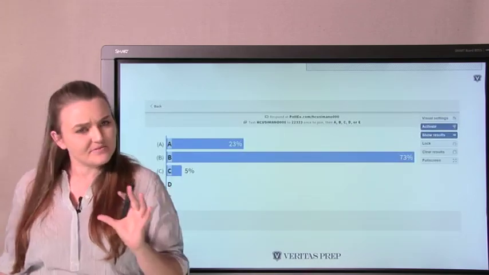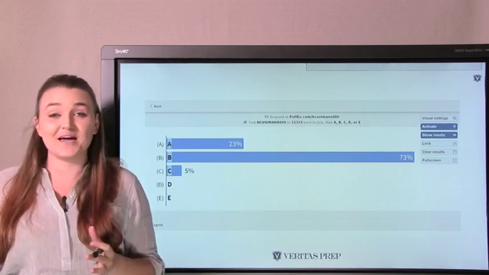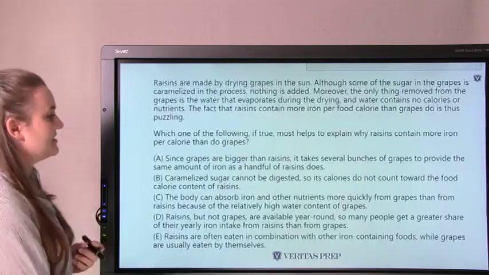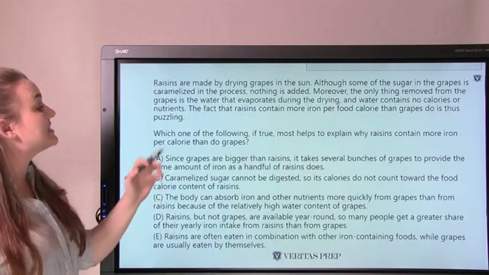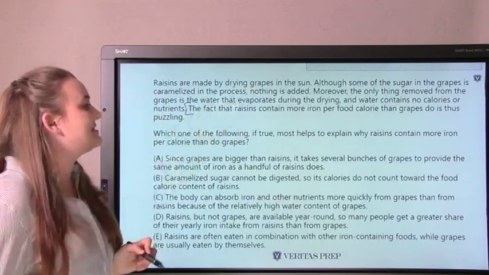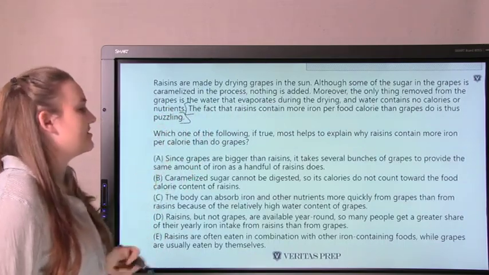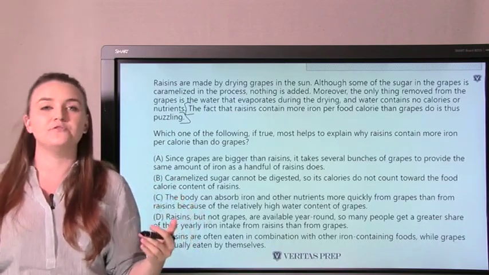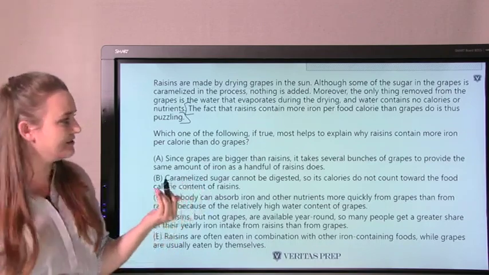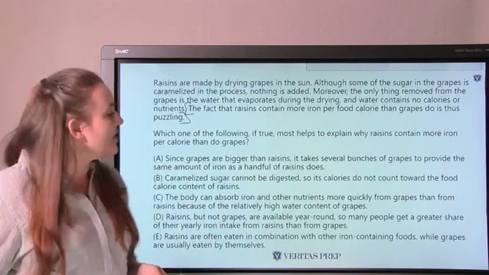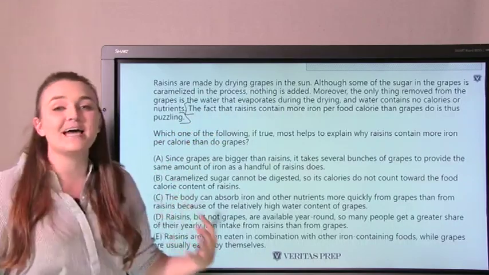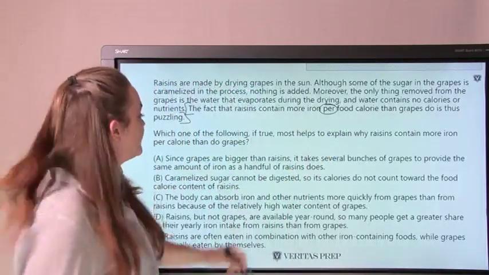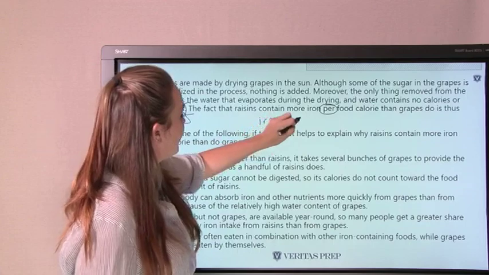So let's go ahead and talk about it, because we've got a couple of folks who are shifted to other ends of the spectrum here. And I want us to chat a little bit about why and how we can start to bridge that gap effectively. So if we're looking for something that explains the fact that raisins contain more iron per food calorie than grapes, despite the fact that nothing is added and the only thing removed is calorie-free water and nutrient-free water, we want to think about how this has the potential to impact the iron per food calorie ratio, right? So we've got this iron over food calories.